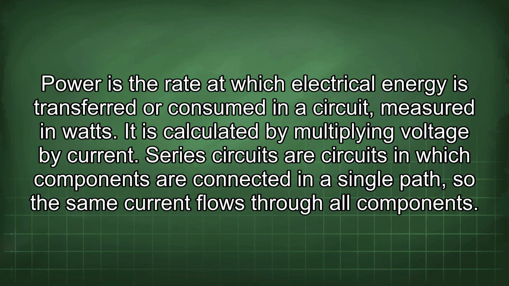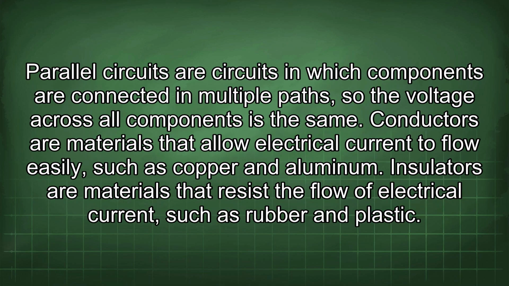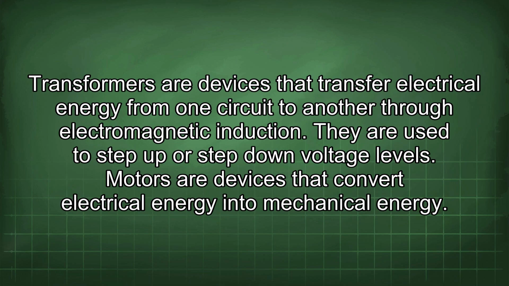Series circuits are circuits in which components are connected in a single path, so the same current flows through all components. Parallel circuits are circuits in which components are connected in multiple paths, so the voltage across all components is the same. Conductors are materials that allow electrical current to flow easily, such as copper and aluminum. Insulators are materials that resist the flow of electrical current, such as rubber and plastic. Transformers are devices that transfer electrical energy from one circuit to another through electromagnetic induction. They are used to step up or step down voltage levels.